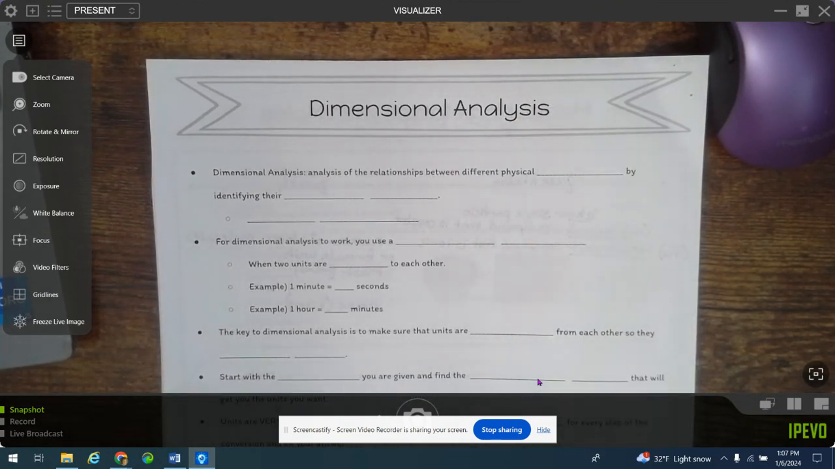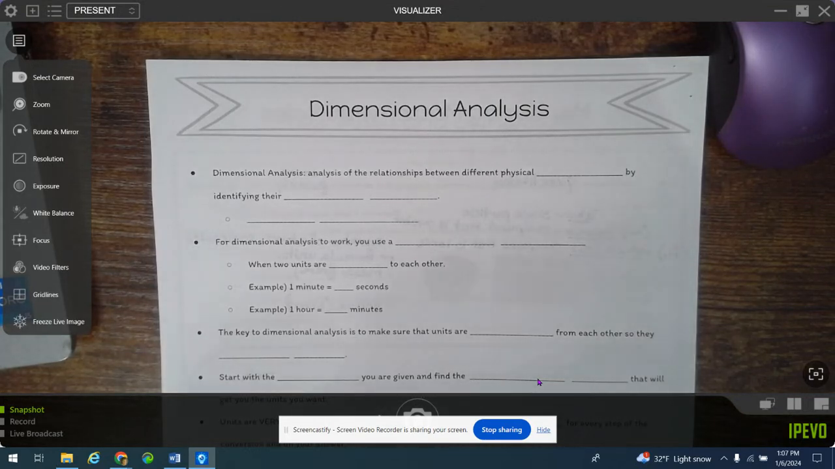Today we are going to talk about dimensional analysis. Dimensional analysis is a tool that we will use to carry out calculations. And if you can get to a point where you're comfortable using dimensional analysis, it is going to help you a ton during this semester.